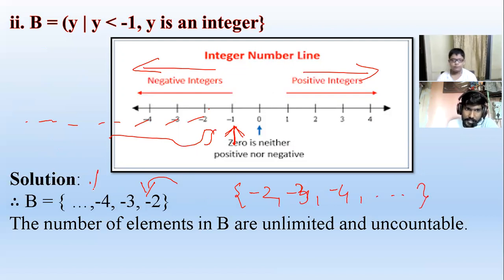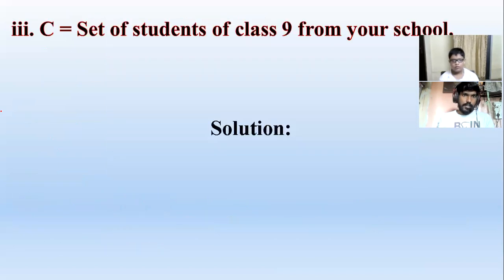It can be written like this also, like dot, dot, dot, because it is from your left side, that is why. So let's move on to the third one. C is equal to set of students of class 9 from your school. You don't have to solve anything. Directly, can you tell, will it be finite or infinite?